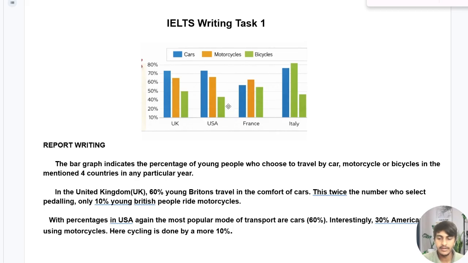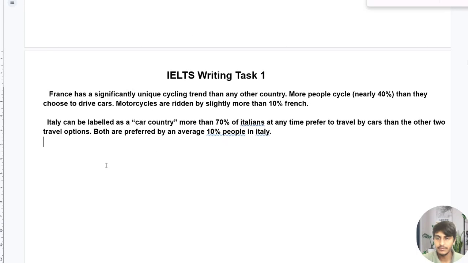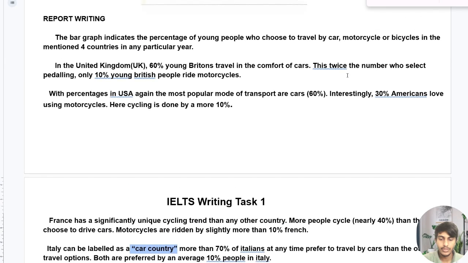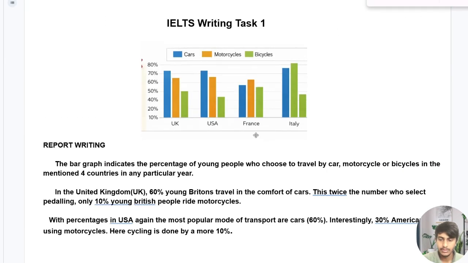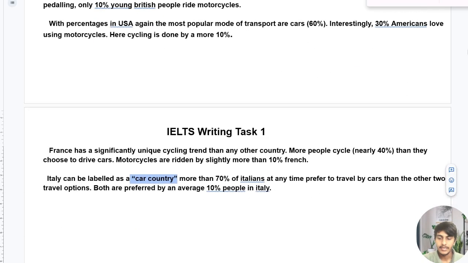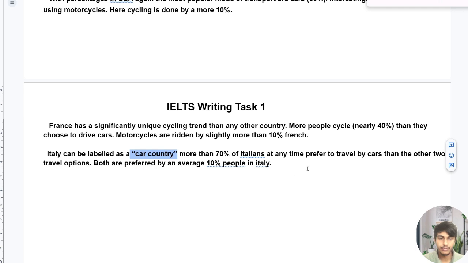So the phrase car country summarizes this trend in a very clear way. Here we write car country. Both cycle and motorcycle are grouped together at around 10%, and grouping is very smart because it avoids repetition, keeps the paragraph short and improves coherence. So now we move to the overall paragraph.